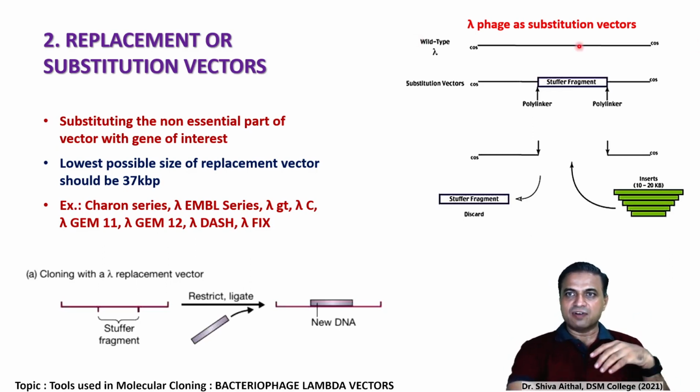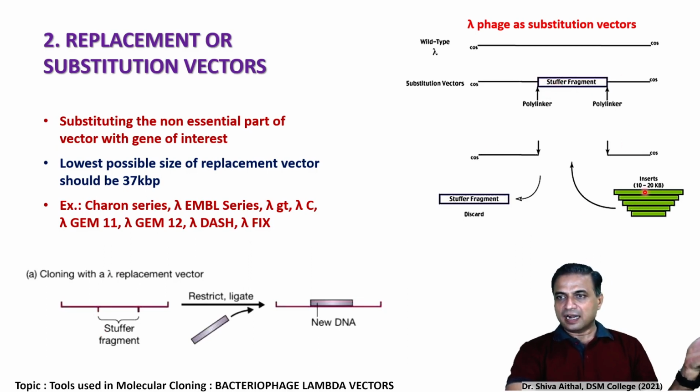So that is lambda phage as substitution vectors. Substituting the non-essential part of the vector with the gene of interest is done. That replaced fragment is called the stuffer fragment. The lowest possible size of the replacement vector can be 37 kb. So there are various examples. This can be removed and around 10 to 20 kb of inserts can be made.